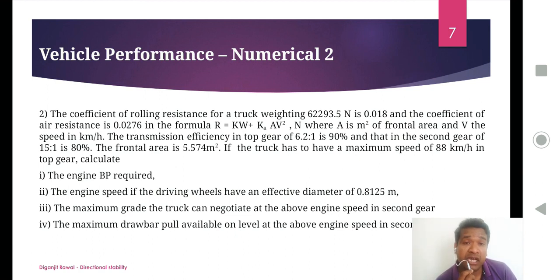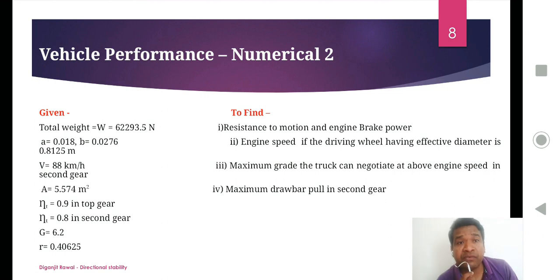So these are the given, and we have to find out the four values: engine brake power, engine speed, maximum grade, maximum drawbar pull. So next, these are the given in numerical form. Total weight W is equal to 62,293.5 Newton. A is equal to 0.018. B is equal to 0.0276. Next, capital D is equal to diameter is equal to 0.8125 meter. V is equal to 88 kilometer per hour.